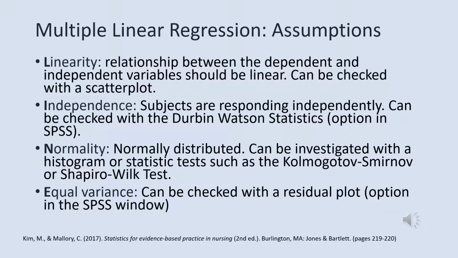Just like other statistical analysis, there are assumptions that are important for valid results with a multiple linear regression model. The first would be linearity. That is that the relationship between the dependent and independent variables should be linear. You could check this with a scatter plot. Independent. The subjects are responding independently.